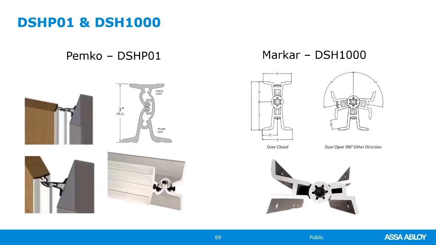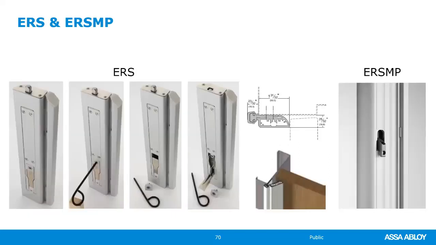So the Pemko DSH-P01 is a full swing hinge that allows the door to open and close in either direction. It will allow the door to open 100 degrees in either direction. Markar also makes the DSH-1000.